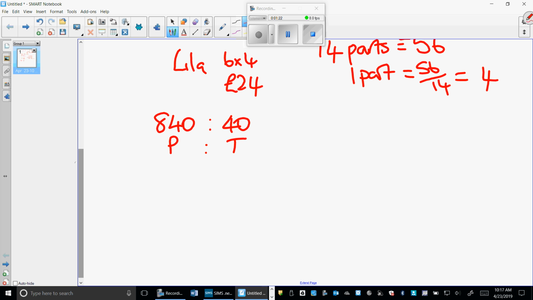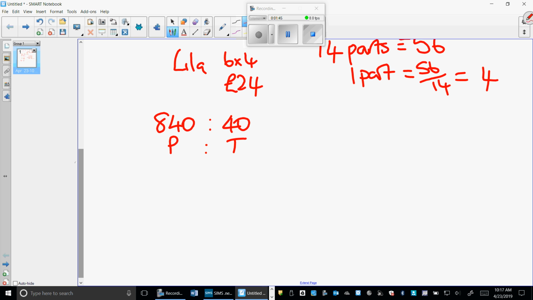So I've got 840 pupils, 40 teachers. Find the ratio of the number of pupils to teachers. Give your ratio in the form n to 1. So they want pupils to teachers. So I had mine in the correct order. Sometimes the way they write the information is the opposite way around to the ratio they want. So please make sure you're paying attention to that.